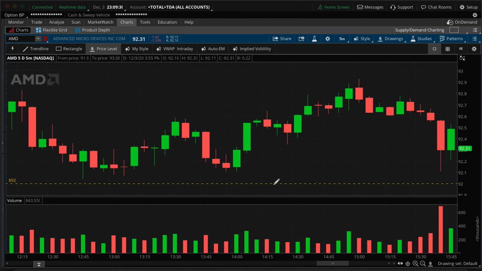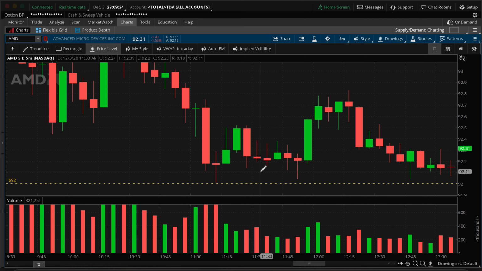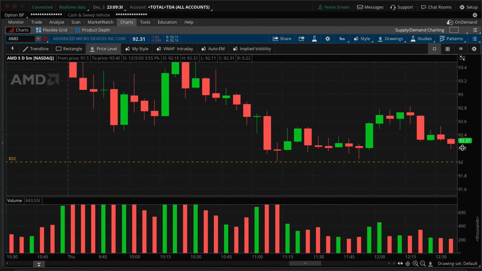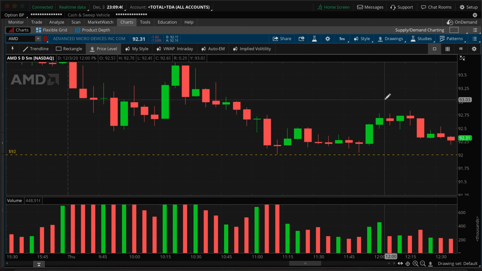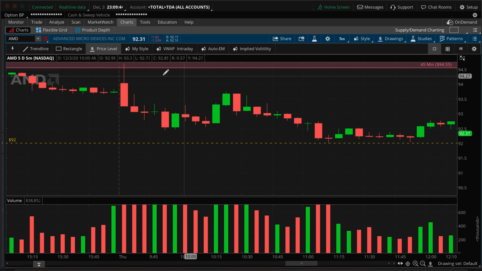So that's using a key level that we have. So that's a good take profit area. If you did end up going short, you could have taken that from this 94.55 area and then taken it all the way down to $92. So that was a quick recap of just some of the supply and demand trades.